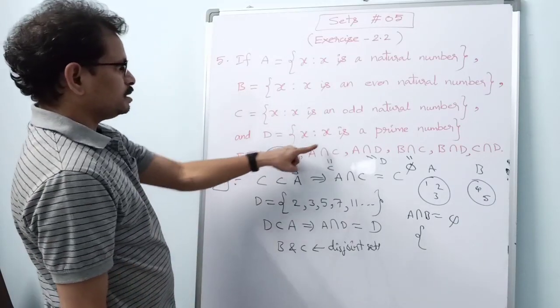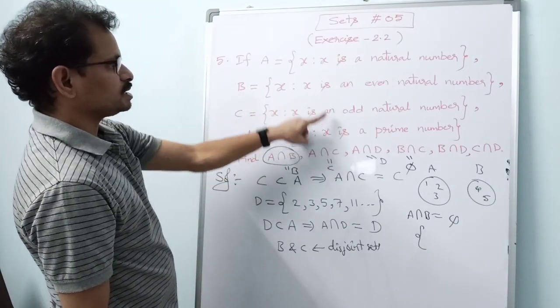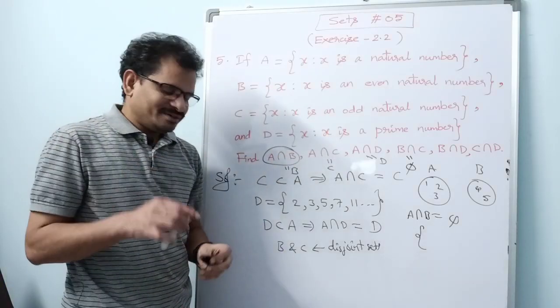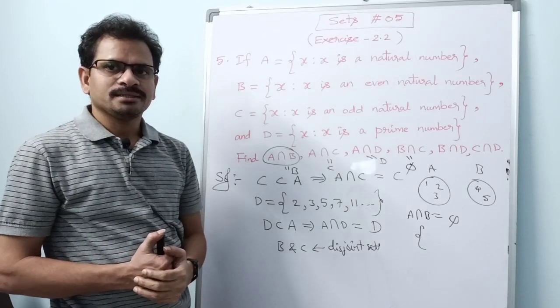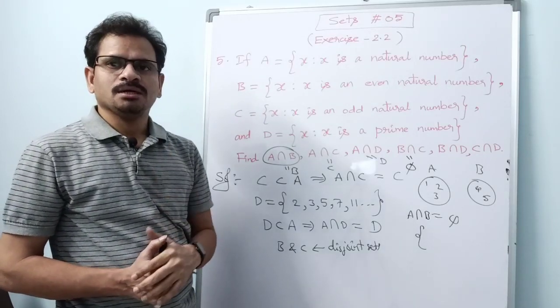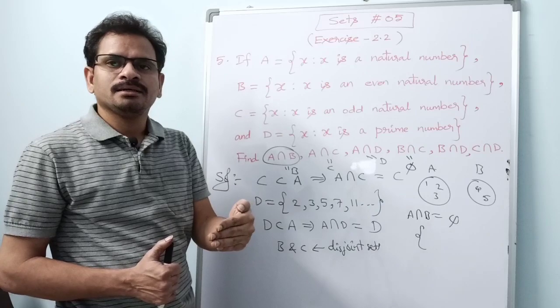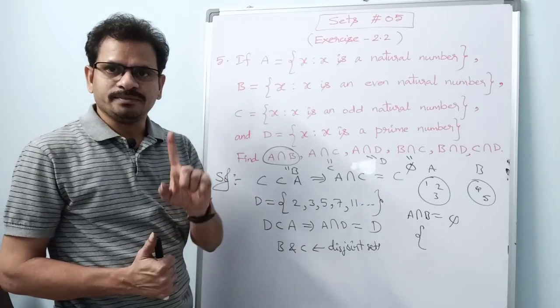So here, even natural numbers. Here in prime numbers, are any even numbers there? Only one even number is there. What is that? In prime numbers, only 2. All other prime numbers are odd numbers only, except 2.